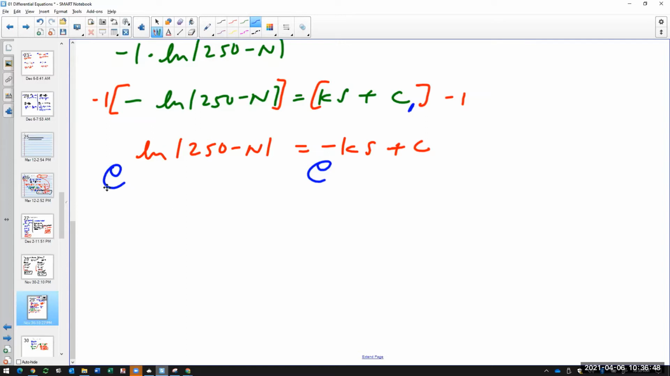On the left side, what's going to happen is the cat falls out, and also the absolute value falls out. On the right side, what I'm going to get is e to the negative ks plus c. Do you guys see that that c now goes up in the air? How do I get that c to go back down? Do you remember?